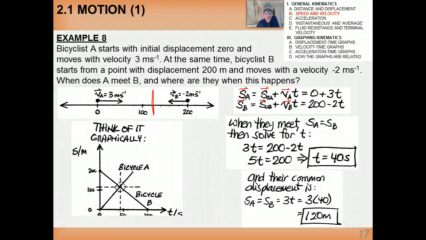Where they cross is the magical moment. Where they cross, if you did this on graph paper, which I did, though you can't see the graph paper, t is at 40 seconds and s is at 120 meters, right here. This is really cool. We'll do a lot more examples like this coming up.